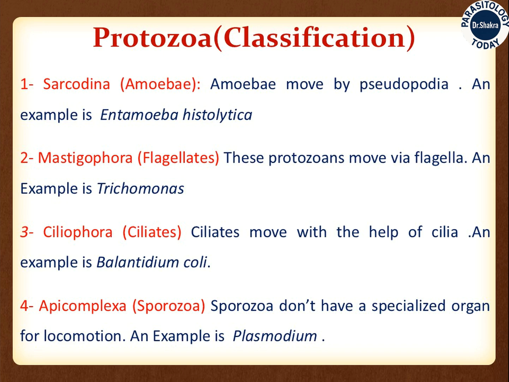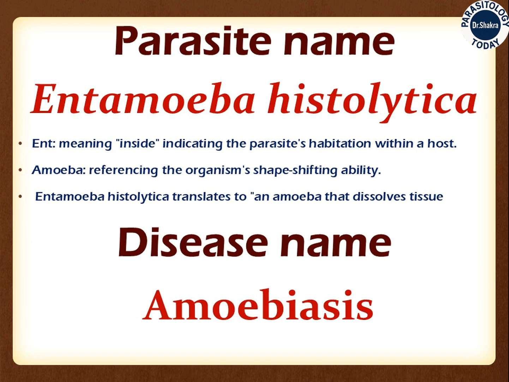4. Apicomplexa, sporozoa, don't have a specialized organ for locomotion. An example is Plasmodium. The parasite's name is Entamoeba histolytica and the disease name is amoebiasis.